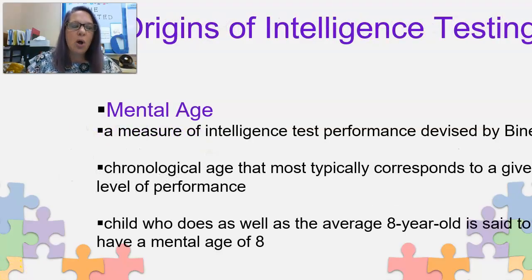Binet used a concept called mental age, and this was how he wanted to be able to get intelligence to a numerical score. So mental age is the chronological age, so your age in years and months, that most typically corresponds to a particular level of performance, so the average level of performance. So a child who takes an intelligence test and scores as well as students that are 8 years old is said to have the mental age of an 8-year-old.